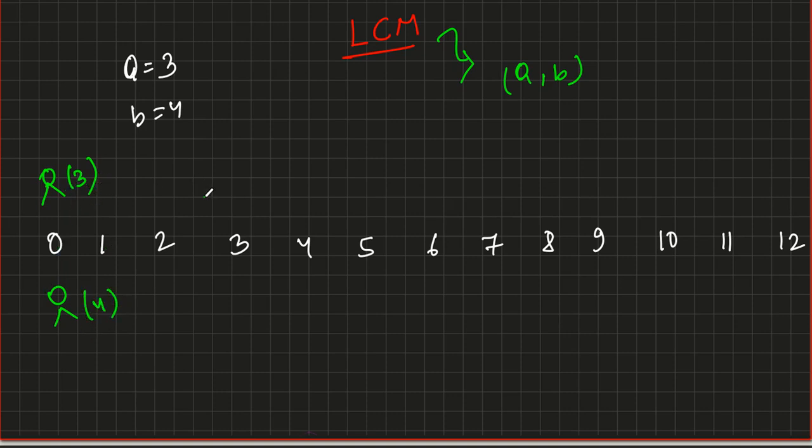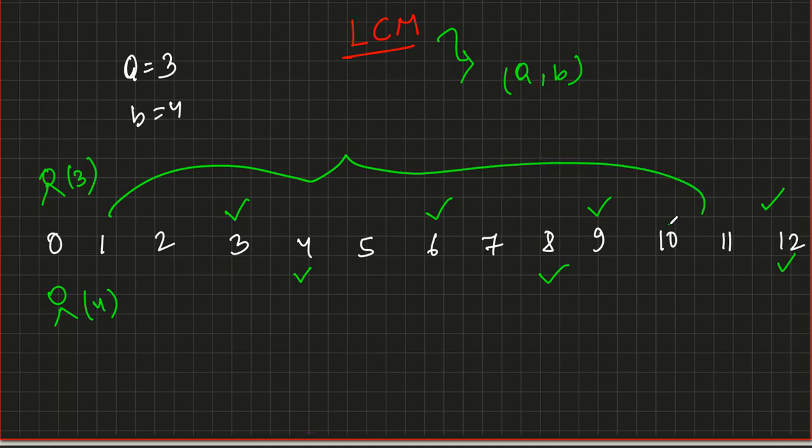So this first person can be present at positions 3, 6, 9 and 12. And this person with jumping capability of 4 can be present at positions 4, 8 and 12. Now when I say find the LCM, it basically tells you to find the least position at which both of these persons can be present. So if you see carefully, out of all these numbers, 12 is the least position where both of these persons can be present.